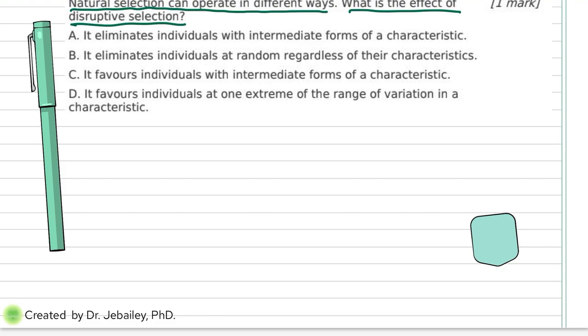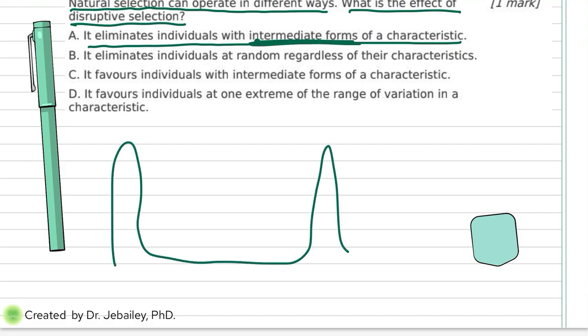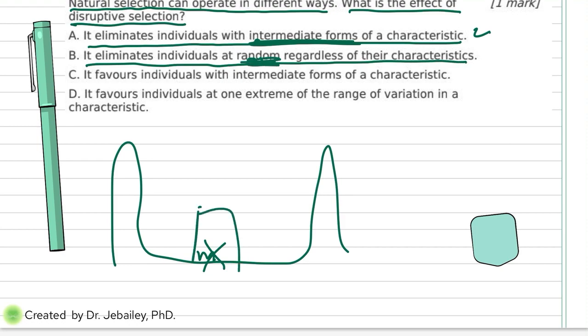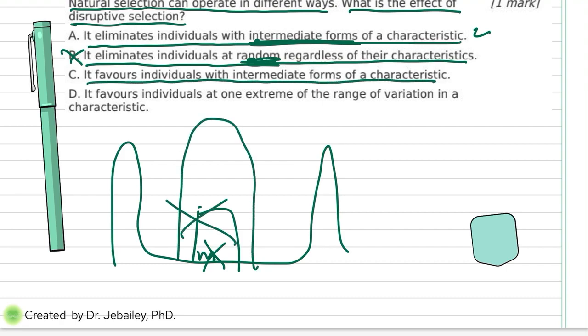So, eliminates the individuals with the intermediate forms. Yes, it's all about getting the middle form. The form's gone. Like I said, you have the extremes and the middle, it's always not there. So I would say A, but still, let's check. Eliminate individuals at random regardless of their characteristics. No, it's not random. You can see it's always about taking the one in the middle. It favors individuals with intermediate forms. No, because if you did, the graph would have shown here, and that's not true.